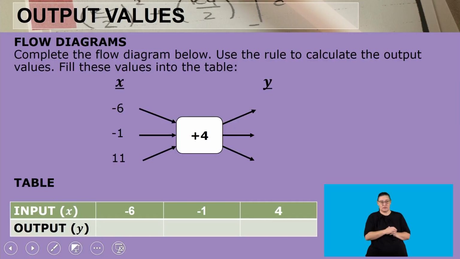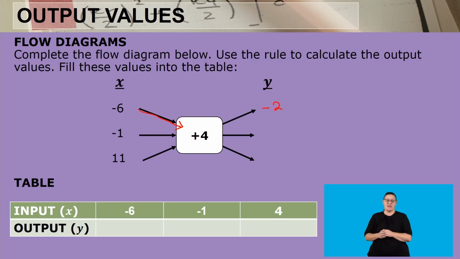So let's look at that first flow diagram that we looked at initially. It says complete the flow diagram below. Use the rule to calculate the output values. So remember, we identified those input values. Let's use our rule to identify the output values. So -6 is the one we start with. We are going to add our 4. And -6, when we add 4, will give us an answer of -2. That is completely correct.